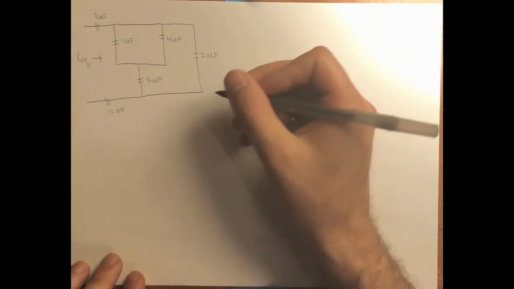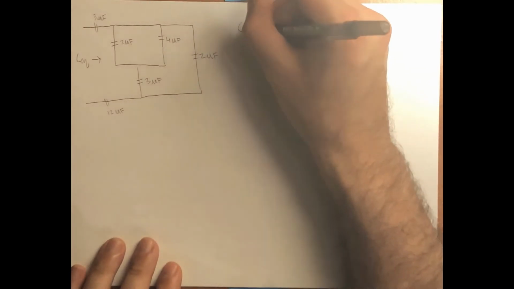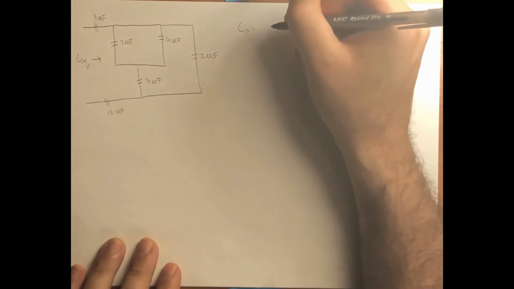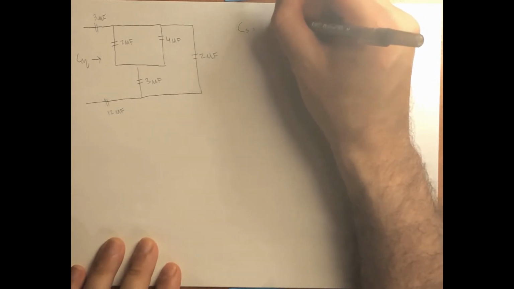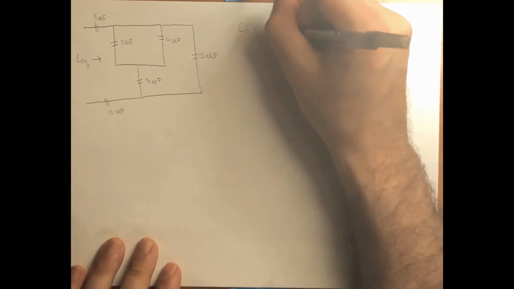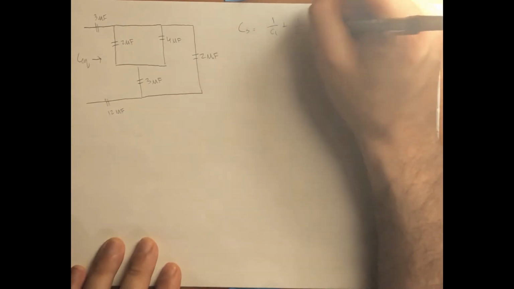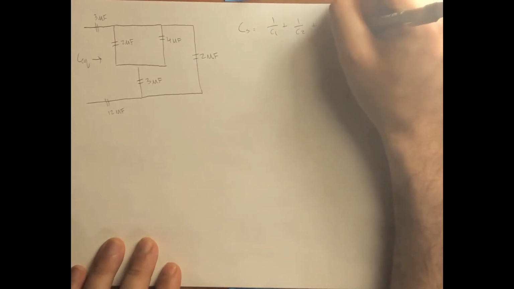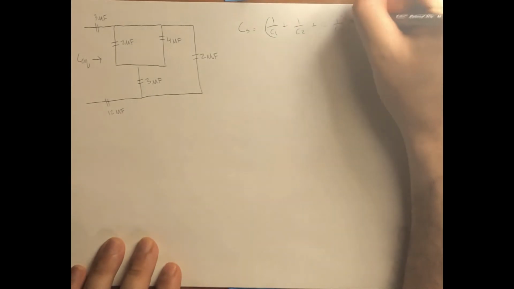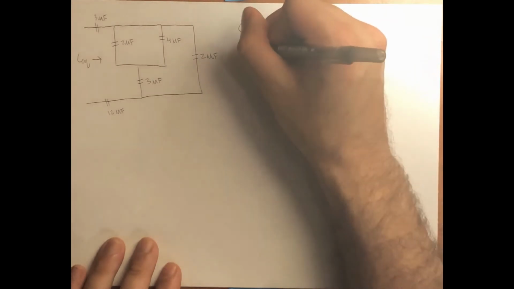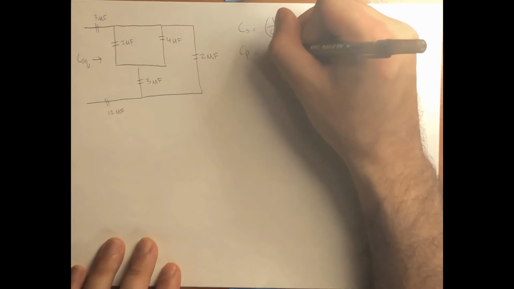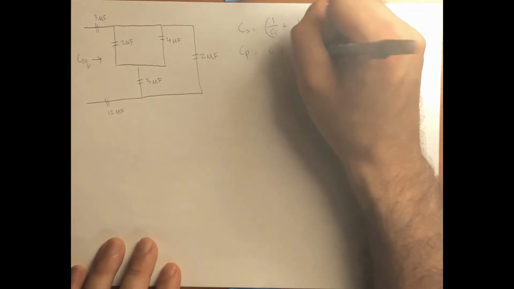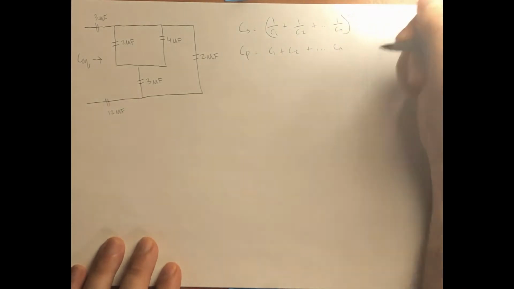So in series, capacitors behave like parallel resistors. For example, if we have capacitors in series, it's equal to 1 over C1 plus 1 over C2 plus all the way to 1 over Cn, inversed. Capacitors in parallel act like resistors in series. So that's C1 plus C2 plus Cn.